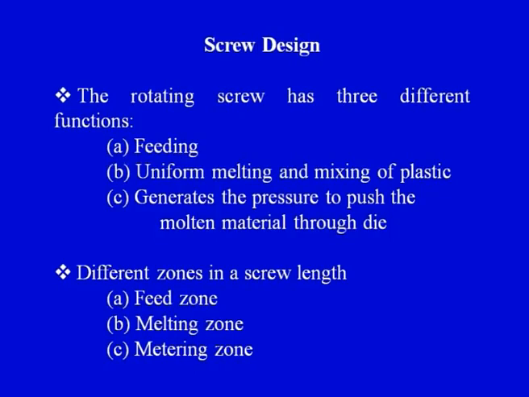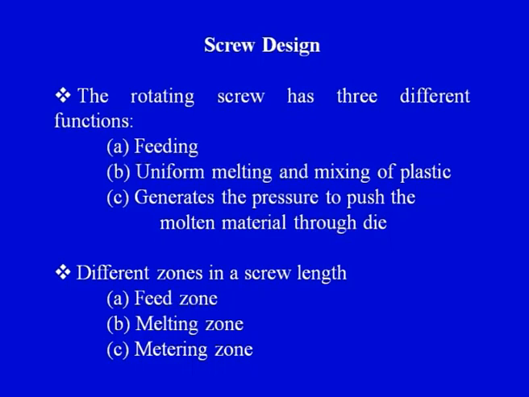Feeding: it has to feed the material. When the material falls under the influence of gravity from the hopper into the barrel and comes in contact with the rotating screw, what is the first function of the rotating screw? The first function is to feed the raw material, that is the pellets, towards the melting zone. So, the first important point is the feeding of the raw material. The second important function of the rotating screw is to ensure uniform melting and mixing of the plastic.